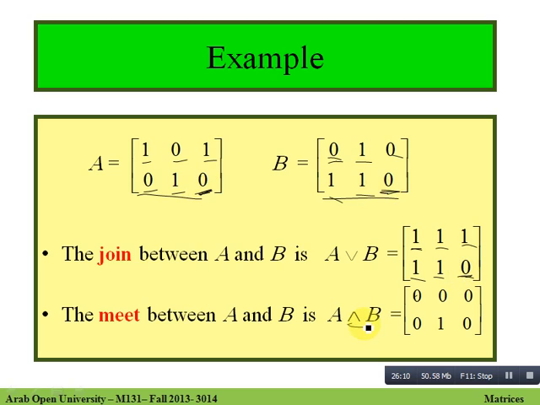Meet means an and condition, in which you check the and condition. For example, true, that is 1, and false, that is 0, is true and false, which is false, so you write 0. 0 and 1 is 0, 1 and 0 is 0, it is true and false. 0 and 1 is 0, 1 and 1, that is true and true, is true, that is 1. 0 and 0 is again 0, false and false is false. So this is the join and meet of two 0 1 matrices.